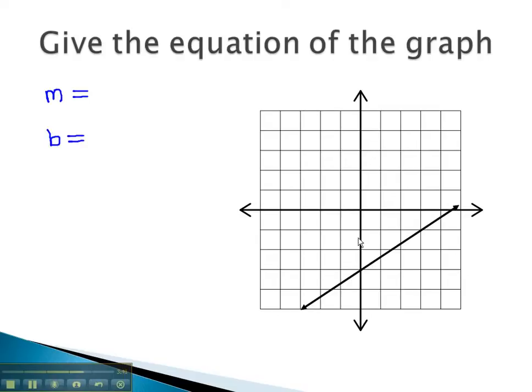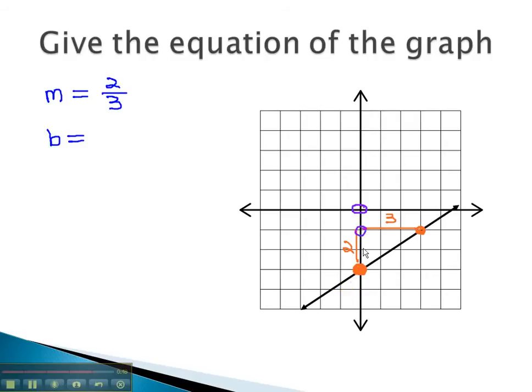The slope we can find quickly from the graph by identifying some points on the graph. Notice this graph has a rise of 2 and a run of 3. This means the slope is rise 2 over run 3, or 2/3. The y-intercept is where the graph crosses the y-axis. In this case, it crosses the y-axis at negative 3.